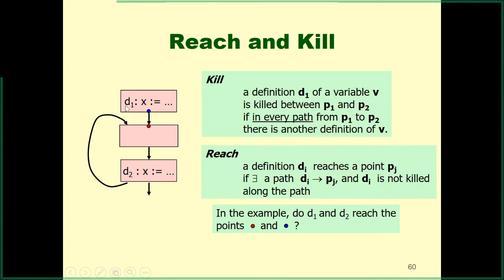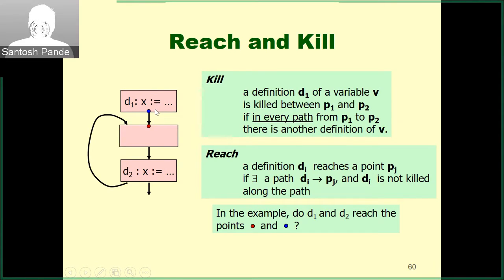The answer to that is for D1, yes, there is a path because it's just the next statement in the basic block. How about D2? Is there a path here? You can see that the answer is no, because from D2 we just go back and loop here. We can go back to this red dot, but there's no way to reach this blue dot. There's no path from D2 to blue dot.